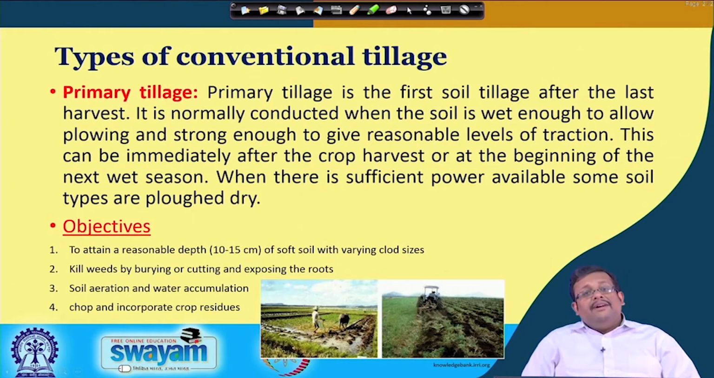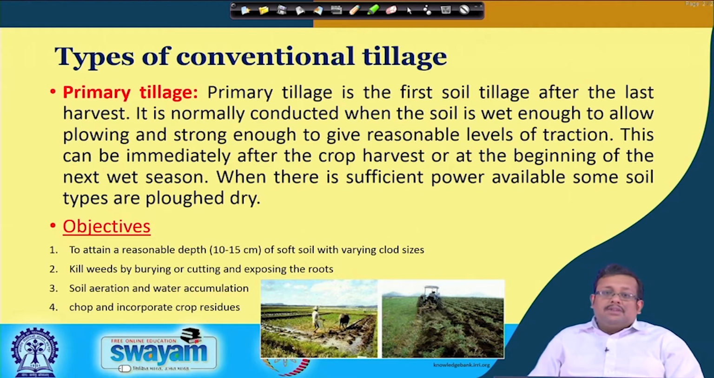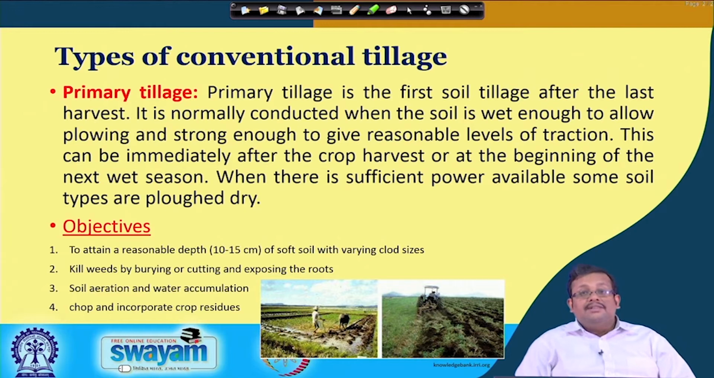So, what are the different types of conventional tillage? The first type is called primary tillage, which is the first soil tillage after the last harvest. It is normally conducted when the soil is wet enough to allow plowing and strong enough to give a reasonable level of traction. Remember that primary tillage is basically done after the last harvest, when the soil is wet enough to allow plowing and strong enough to give reasonable traction.